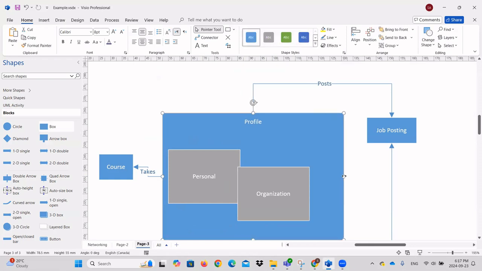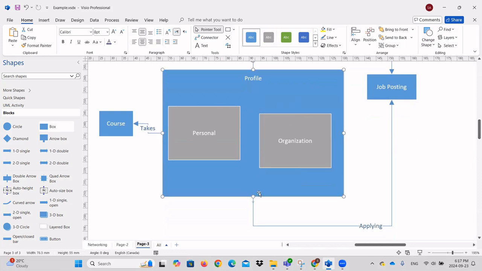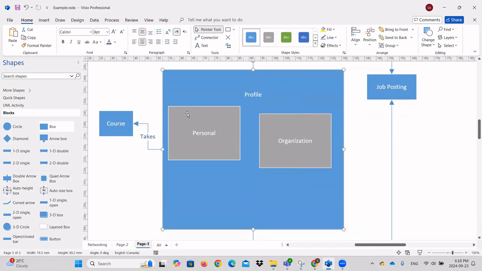Okay. Now, what we're doing right now is just imagining how the class diagram, or the entity relationship diagram, or how our database is going to look. So what are the data structures that we're going to need to create? Okay. So we would have personal and organizational. So we can have a class called personal profile and a class called organization profile. Okay. So that's what we're aiming at.